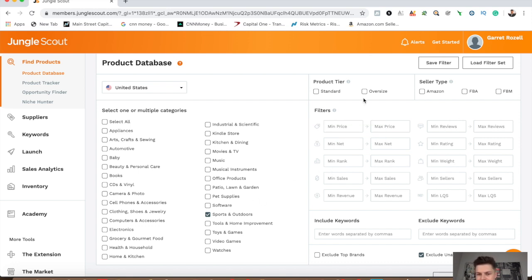Next are the filters. You don't really need to put standard or oversized, but let's say we don't want to sell oversized products. We can then select standard products only, okay? And these different filters are minimum prices you're willing for products to pop up with, minimum nets, meaning how much money Amazon is going to be paying out to you, minimum rank, minimum sales, and minimum revenue.